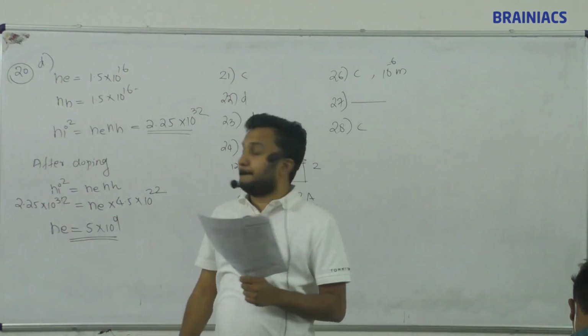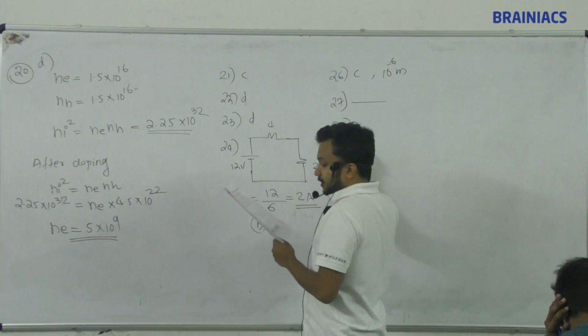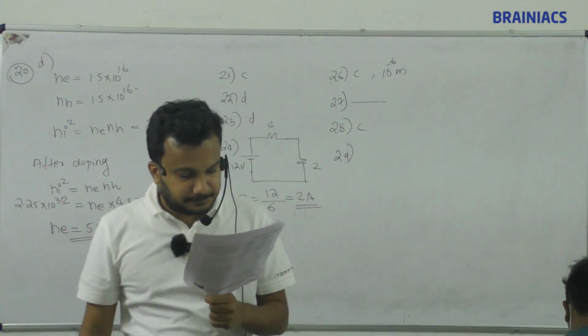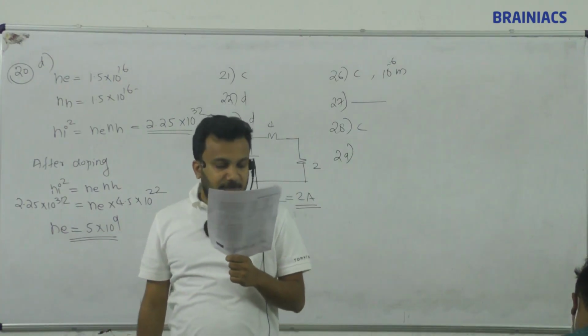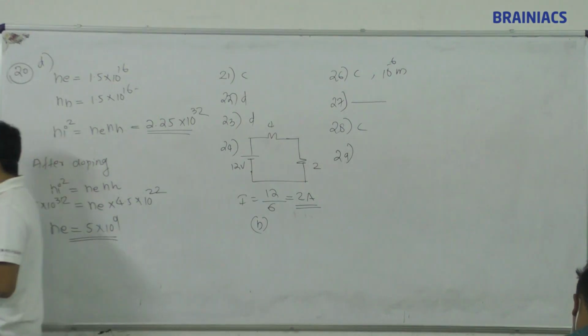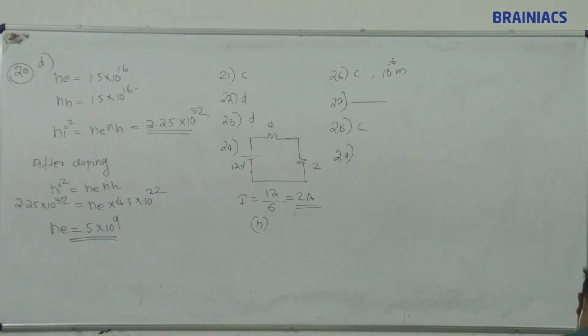29. When an N-type semiconductor is heated, the number of electrons increases while that of holes decreases. Or the number of holes increases while that of electrons decreases. Or the number of electrons and holes remains the same.